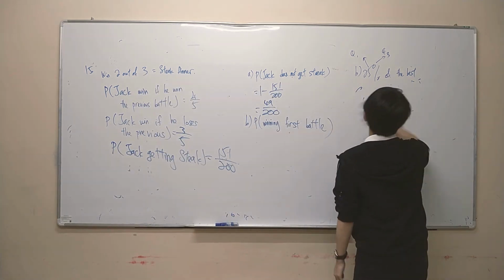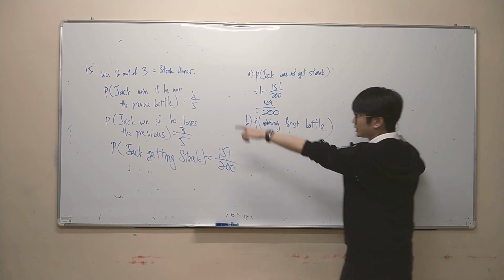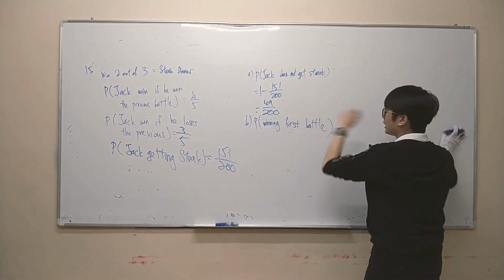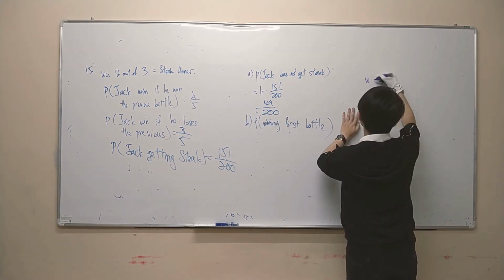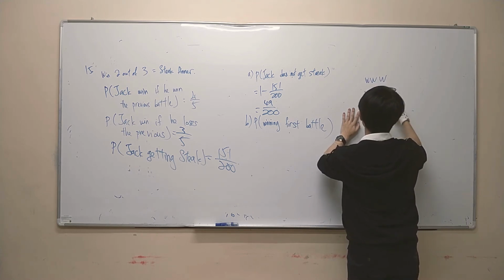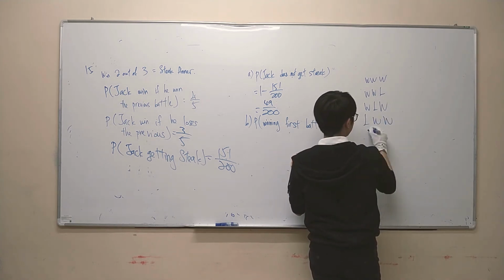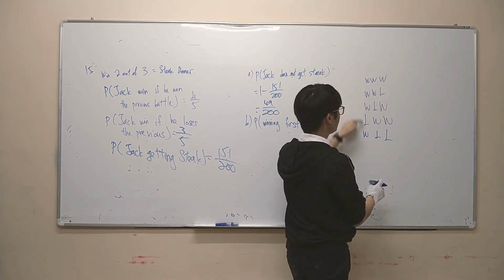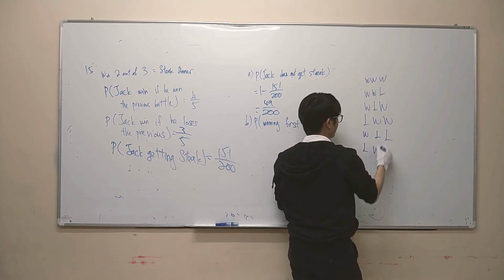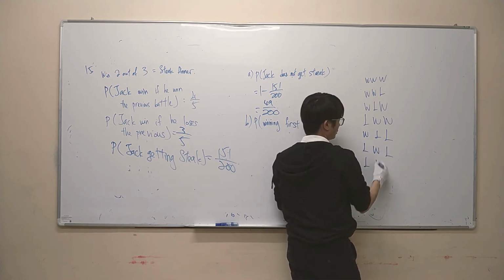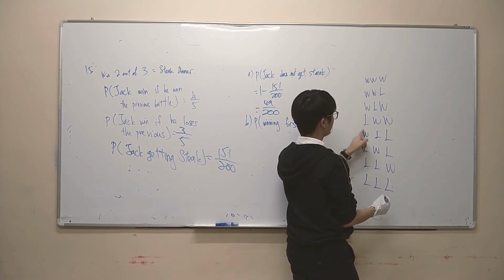Okay, how to do this? Just now remember I wrote down all the sample space? Yeah, you need to do that. So it's either win, win, win; win, win, lose; or win, lose, win; or lose, win, win; or win, lose, lose. This is 3 wins, so 2 wins, so this is 1 win. So lose, win, lose. And then lose, lose, win. And then lose, lose, lose. There are 8, right? 1, 2, 3, 4, 5, 6, 7.